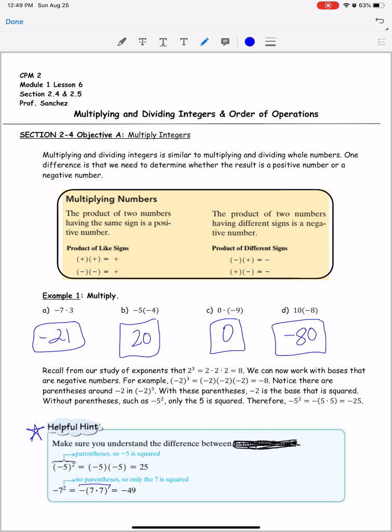When I have no parentheses, the only thing that is being squared is what's directly in front of it. So only that 7. So that negative stays on the outside, and now you've got just +7 times +7. Well, 7 times 7 is 49, but then that negative needs to tag on to it. So let's turn the page and use this.